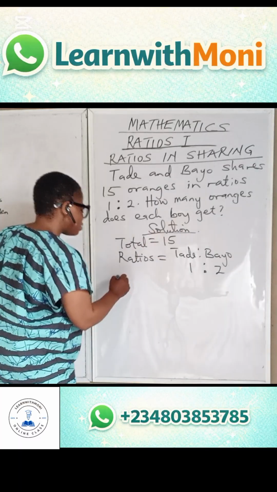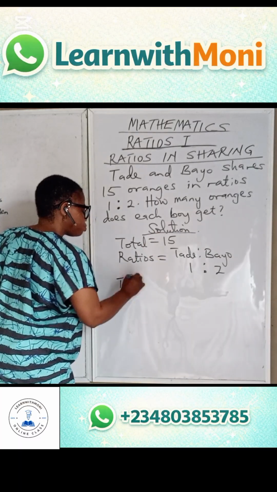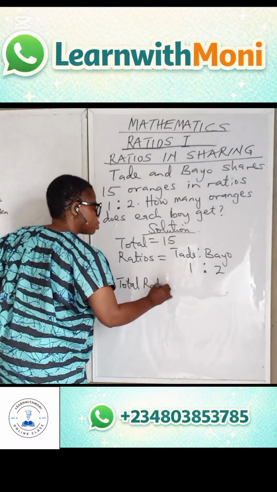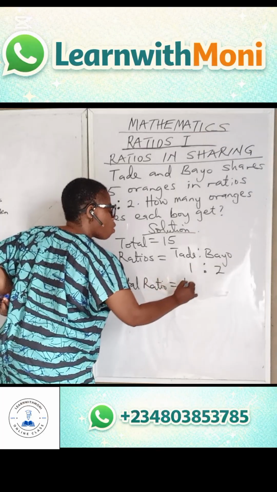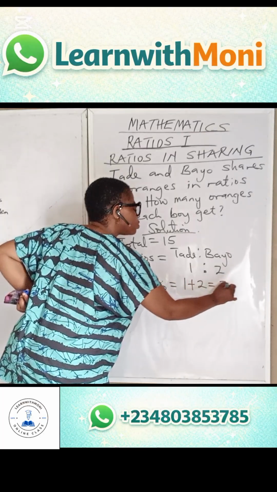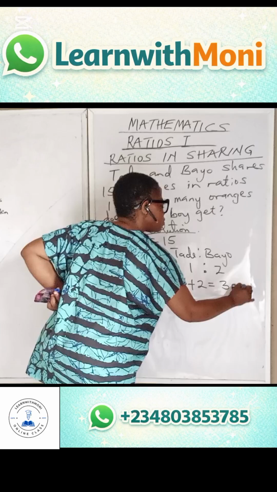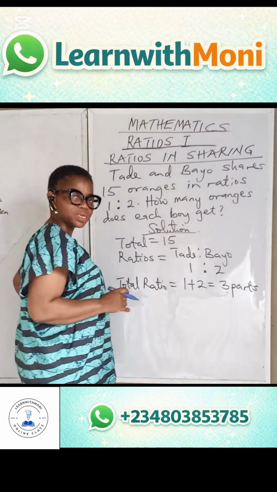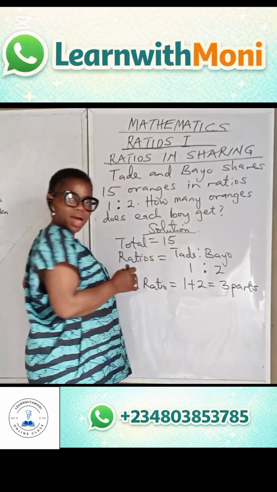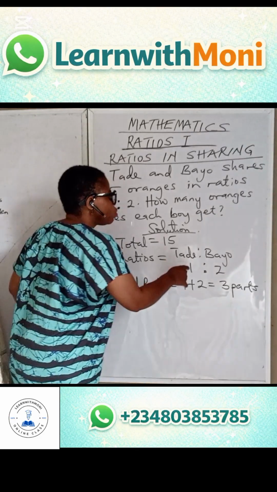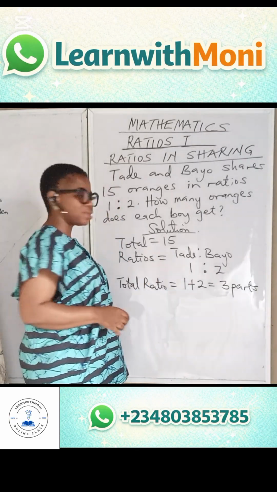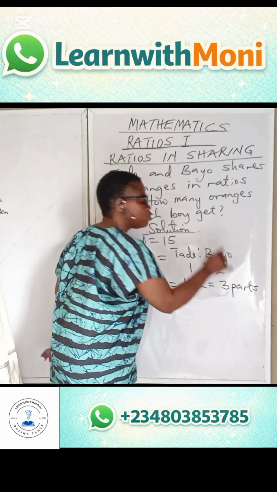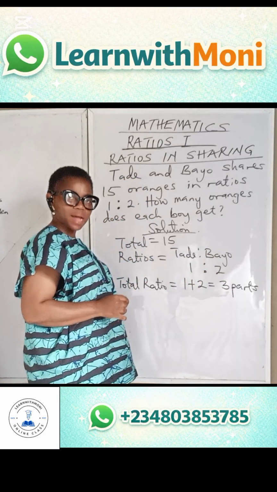Let's see what that means. Total ratio, that is 1 plus 2 equals 3. That is 3 parts. That means the 15 oranges they are sharing is shared into 3 parts. Tade picks 1 part out of the 3 parts and Bayo takes the remaining 2 parts out of the 3 parts. Let's see.